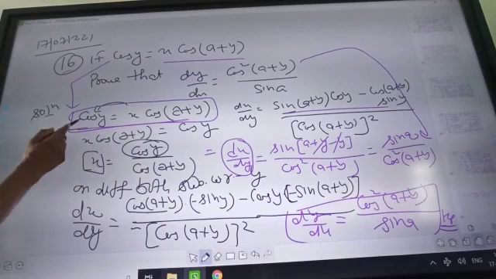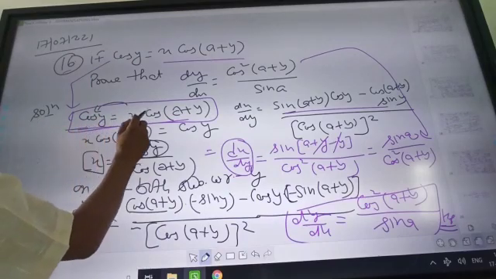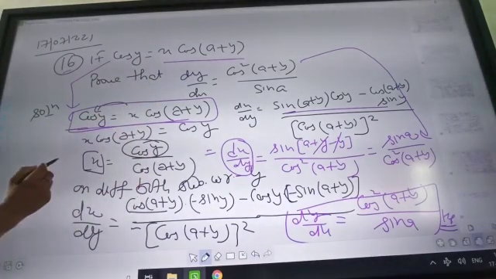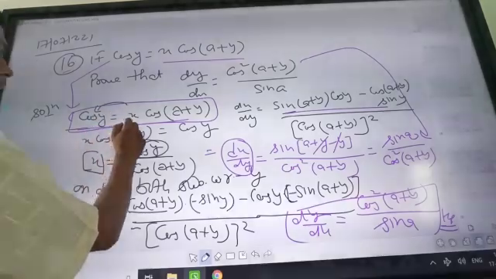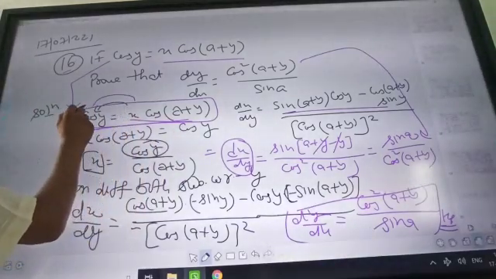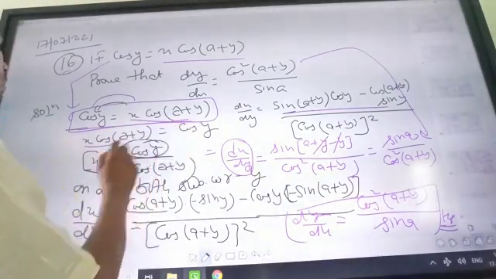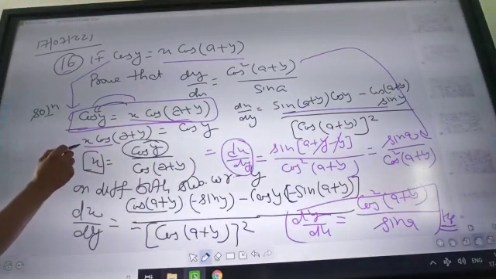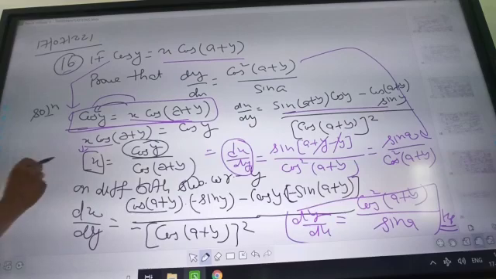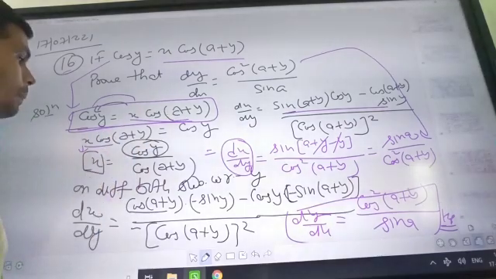That means cos y equals x cos(a + y). You should adjust it: put the right term on the left side and the left term on the right side. That means x cos(a + y) equals cos y. Then calculate the value of x from here, so x equals cos y upon cos(a + y).